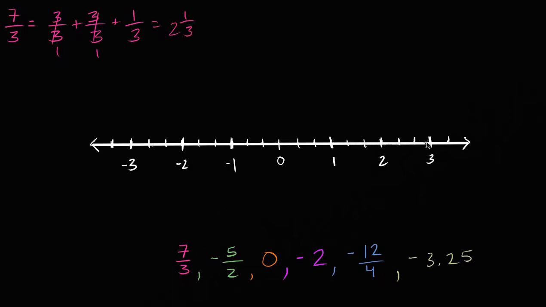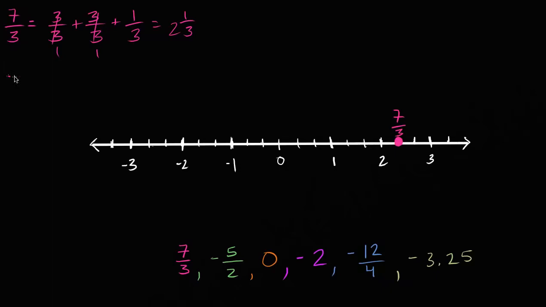And you see between consecutive integers, we have 3 spaces. So we are essentially marking off thirds. So 2 and 1/3 is going to be 1/3 of the way between 2 and 3. So it's going to be right over there. So that is 7/3.